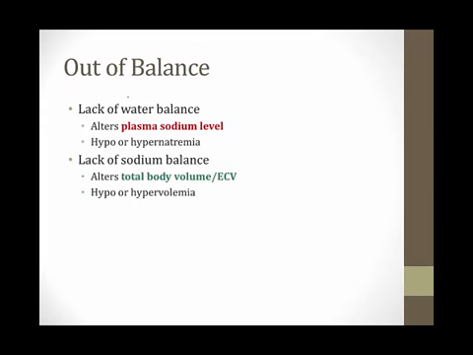I'm going to finish this video by talking about pathologic states where sodium or water are out of balance, and these states are very easy to understand if you understand the principles of sodium and water balance I just went through. First of all, I want to make a general point. When a pathologic state leads to a lack of water balance, this is reflected by abnormalities of the plasma sodium level. So hypo or hypernatremia are problems of water balance, not sodium balance. In contrast, when there's a problem with sodium balance, this leads to alterations in the total body volume or effective circulating volume. So hypo or hypervolemia are states in which there are abnormalities involving sodium intake and output.